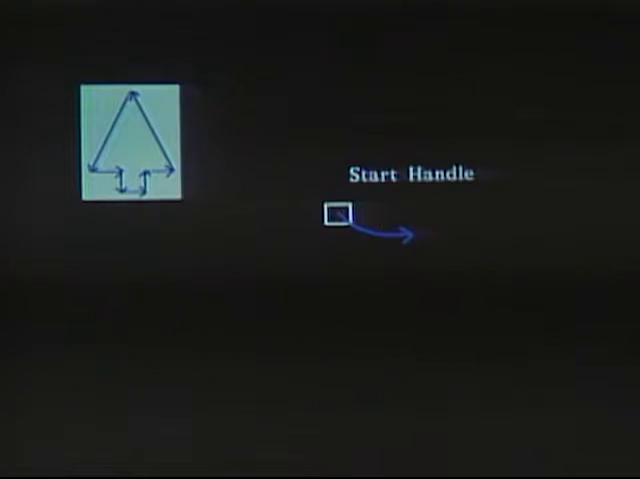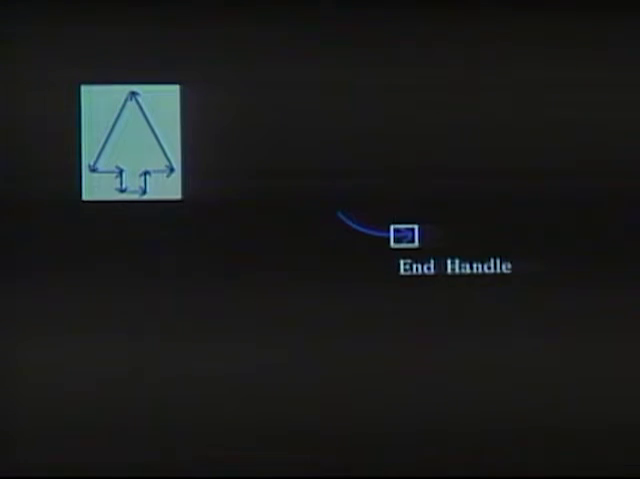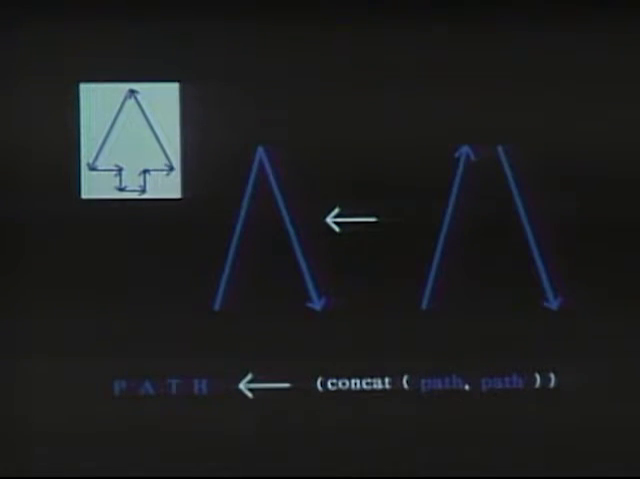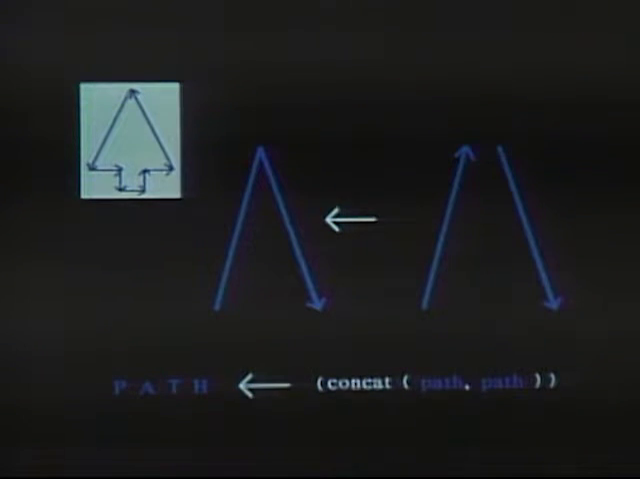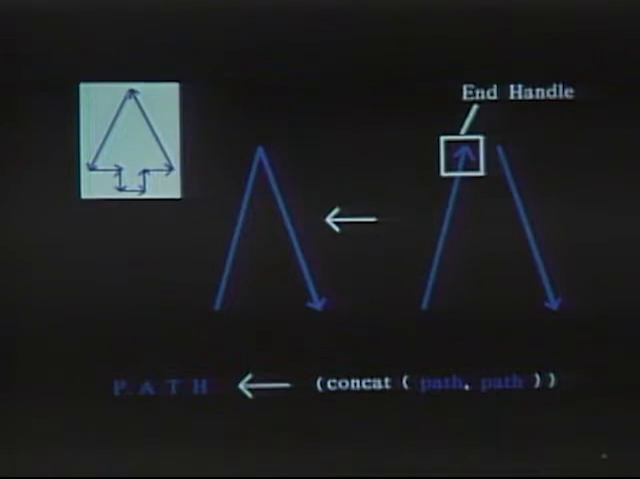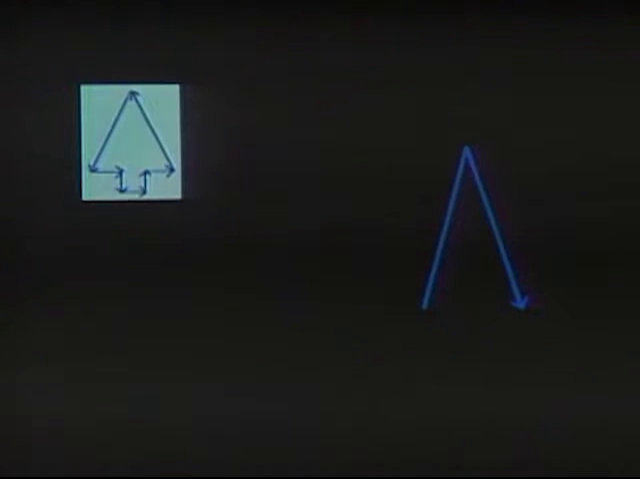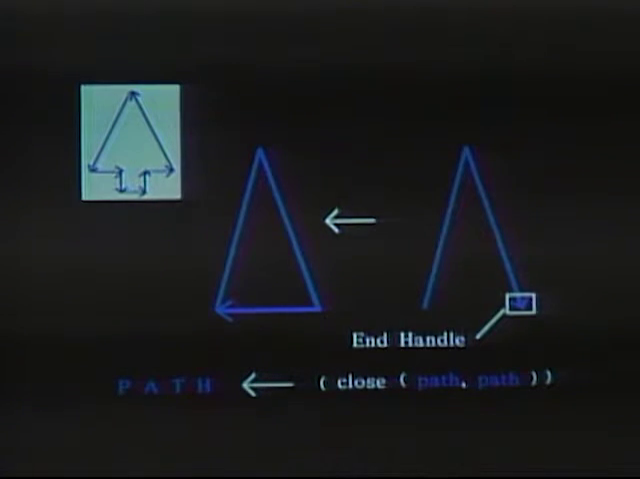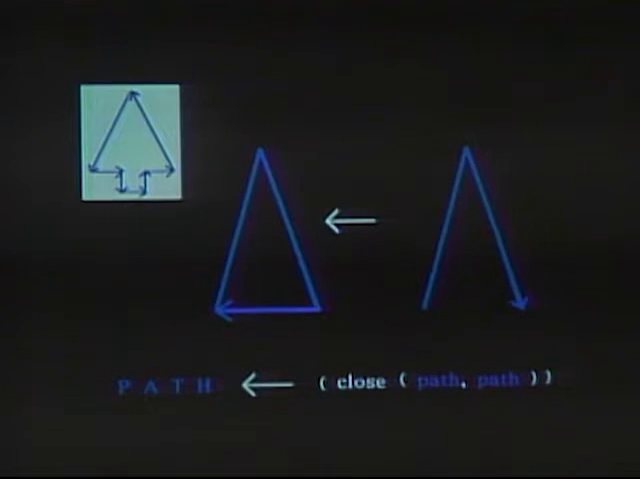Each path has two handles which are used to position paths and to combine them. Path building blocks can be combined by operations such as concatenation. Notice that the start handle of the rightmost path has been positioned to coincide with the end handle of the leftmost path. The path we just built can be turned into a closed figure by adding a straight line from the end handle to the start handle with the close operator.